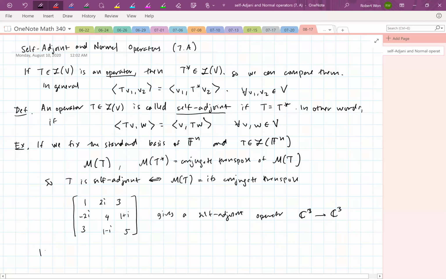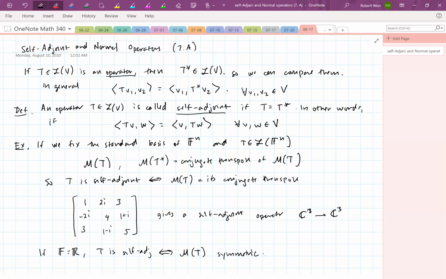Okay, of course, if F equals R, then the conjugate transpose is just the transpose. Then T is self-adjoint if and only if M of T is equal to its transpose, which just means that M of T is symmetric. So the notion of a self-adjoint operator is the same thing as a symmetric matrix with respect to some choice of orthonormal basis.